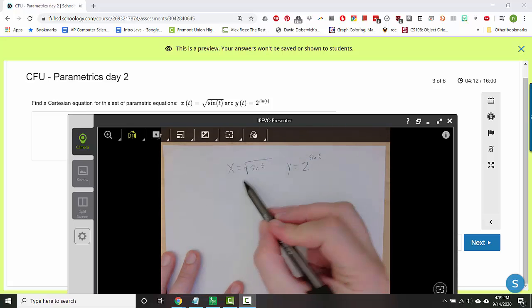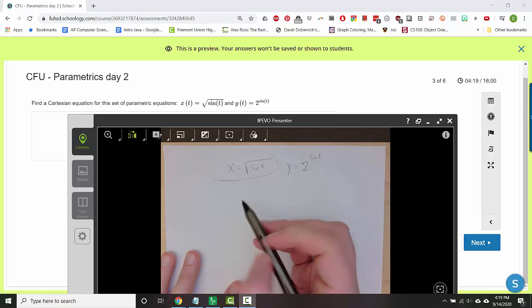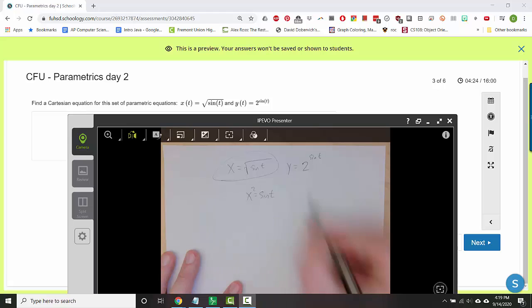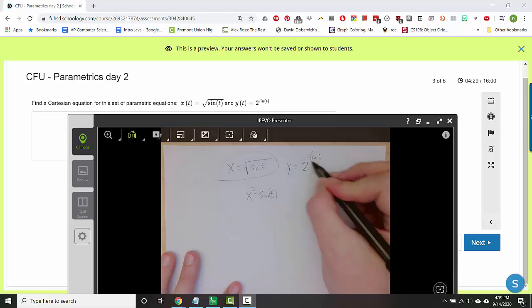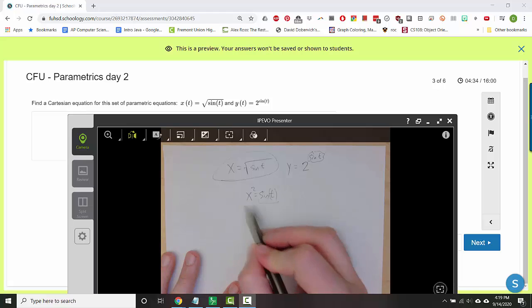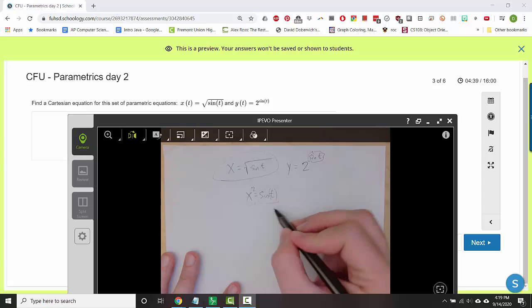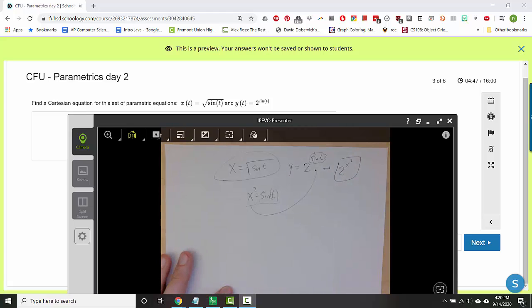So again, if I want to be able to substitute x inside the y equation, I'm going to try and isolate the expression that has t in it here. So I'll square both sides, and I've got x squared is sine of t. And now I'm going to stop. I'm not going to try and isolate t further because I already have a sine of t over here. So the equal sign means that the thing on the right is the same value as the thing on the left. They're interchangeable. So I can replace sine t with x squared, and that gives me 2 to the x squared. And that would be the correct answer.